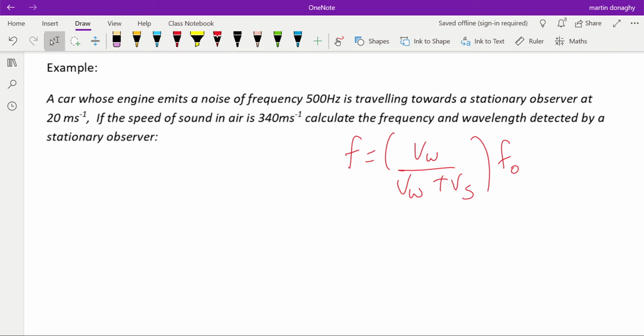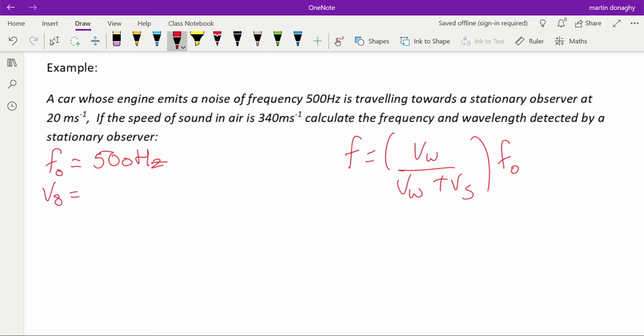So it says the car engine emits a noise. So that is the initial frequency really that it's emitted at normally. So that's our 500 hertz. That's not going to be the frequency that our stationary observer detects because the car is moving.